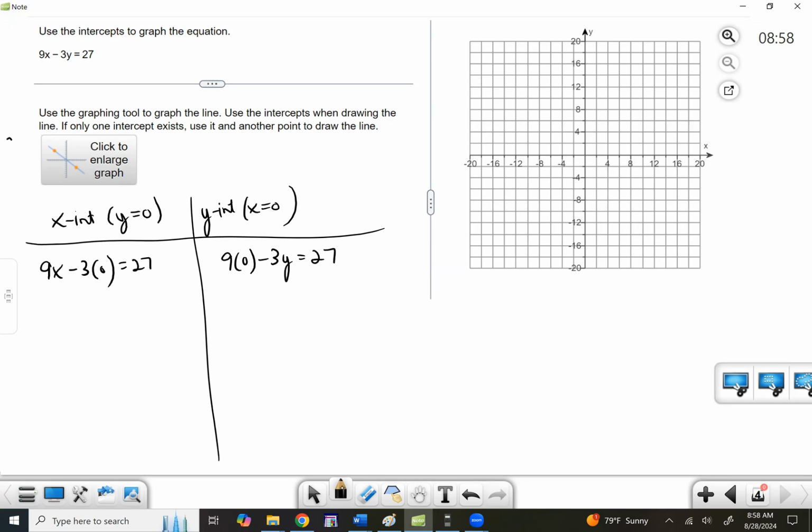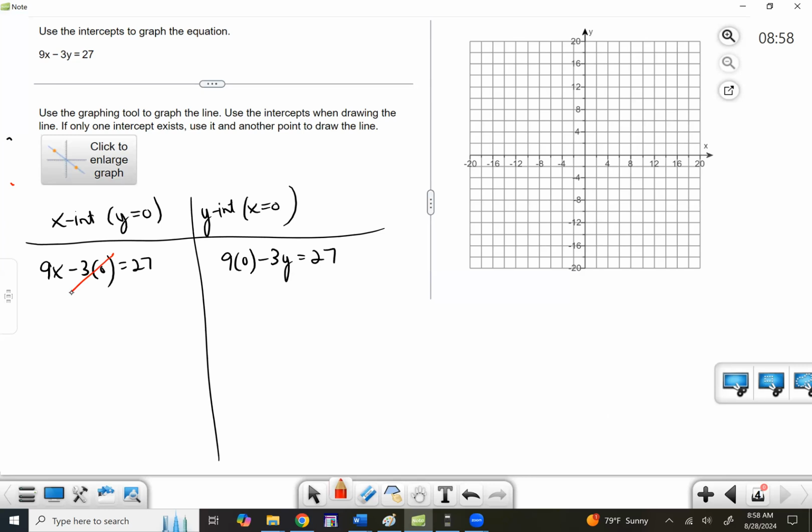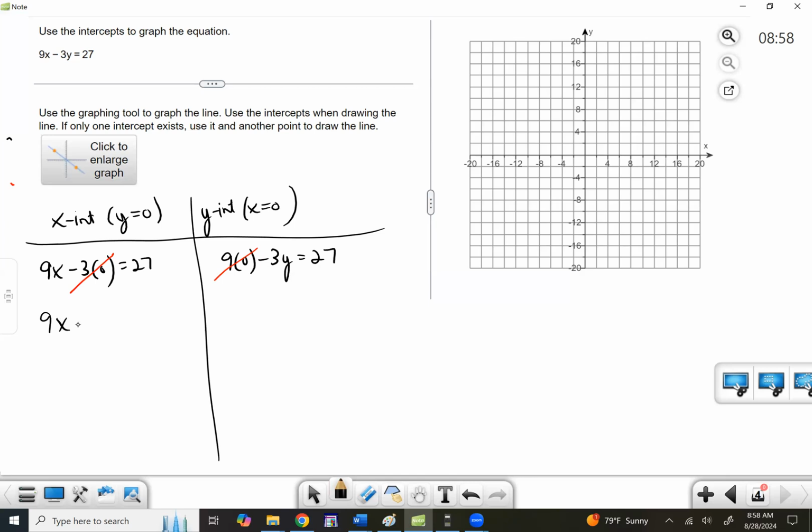Okay, so remember, 0 times anything is 0. So this piece is going to cancel. And so is this piece right here. 9 times 0 is also 0. So what we're left with is 9x equals 27.